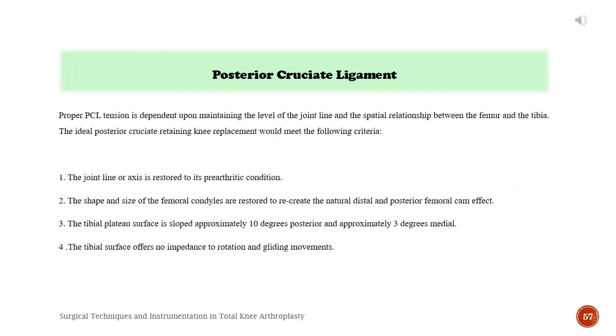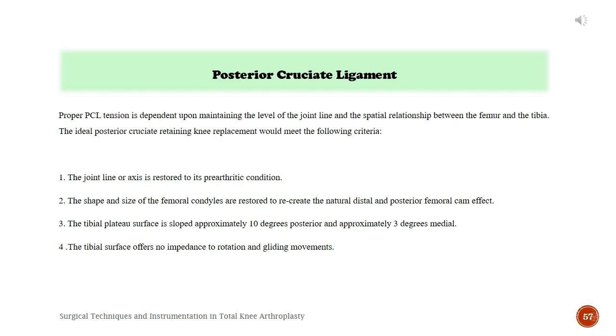Posterior cruciate ligament. Proper PCL tension is dependent upon maintaining the level of the joint line and the spatial relationship between the femur and the tibia. The ideal posterior cruciate retaining knee replacement would meet the following criteria. 1. The joint line or axis is restored to its pre-arthritic condition. 2. The shape and size of the femoral condyles are restored to recreate the natural distal and posterior femoral cam effect. 3. The tibial plateau surface is sloped approximately 10 degrees posterior and approximately 3 degrees medial.